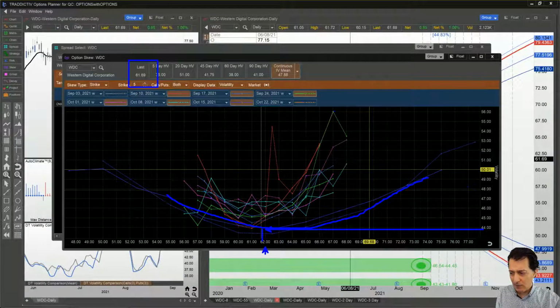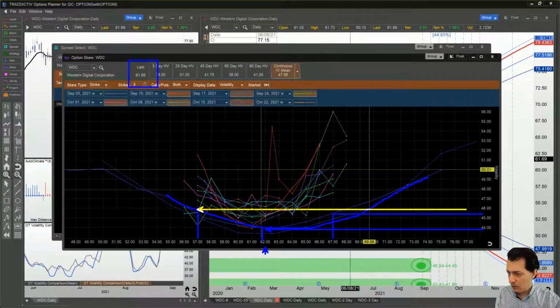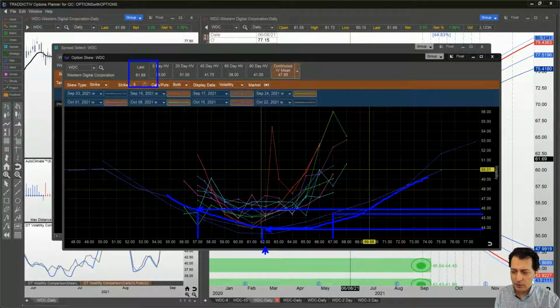So in other words, if I look at, let's say, 5 strikes above, which is 67, then the implied volatility for that is going to be 46. And if I look at 5 strikes below, which is going to be like 57, the implied volatility is going to be, again, 45, 46, which is more than 44, which is what you have at the money.